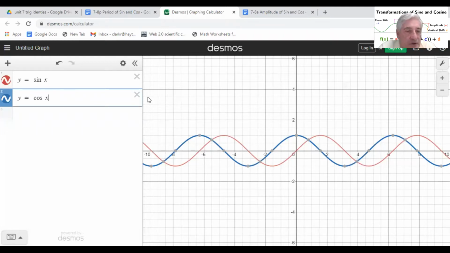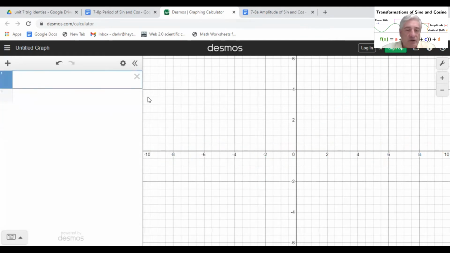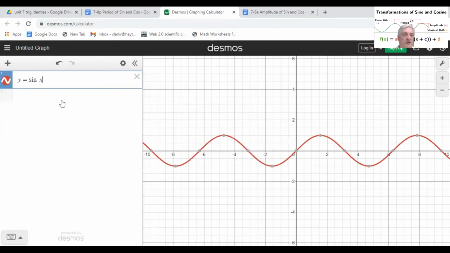Now, when I'm dealing with amplitude, I don't need the cosine because you can see the cosine is the same as the sine. In my third video, I will move sine sideways 90 degrees, and you'll find out when I do that, it's exactly cosine. But right now, I just want to talk about amplitude. So I'm going to keep that y equals sine x. And we said amplitude goes in front of the sine.